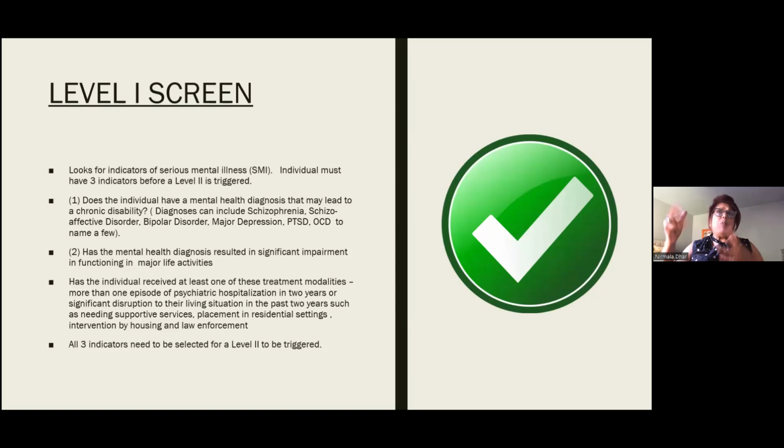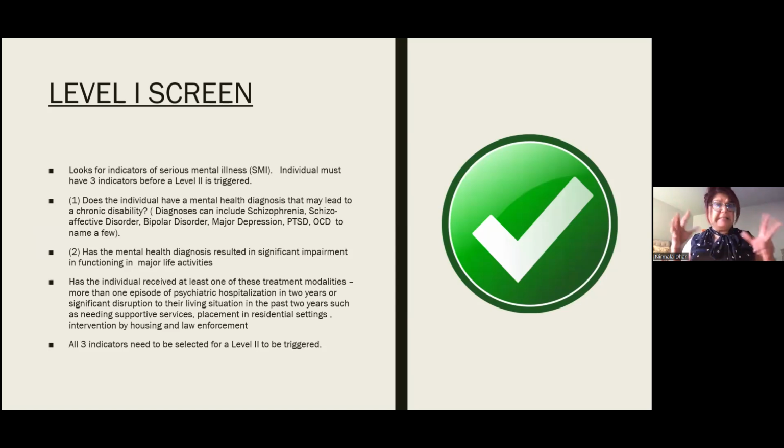So in level 1, remember I said, many of them are not trained well. What they have to look at is, does the individual have a mental health diagnosis that leads to a chronic disability? I have added PTSD and OCD here. We are looking at rewriting our rules. So we are trying to see whether we want to expand the serious mental illness categories, because both PTSD and OCD can be very, very disabling in terms of functional impact.